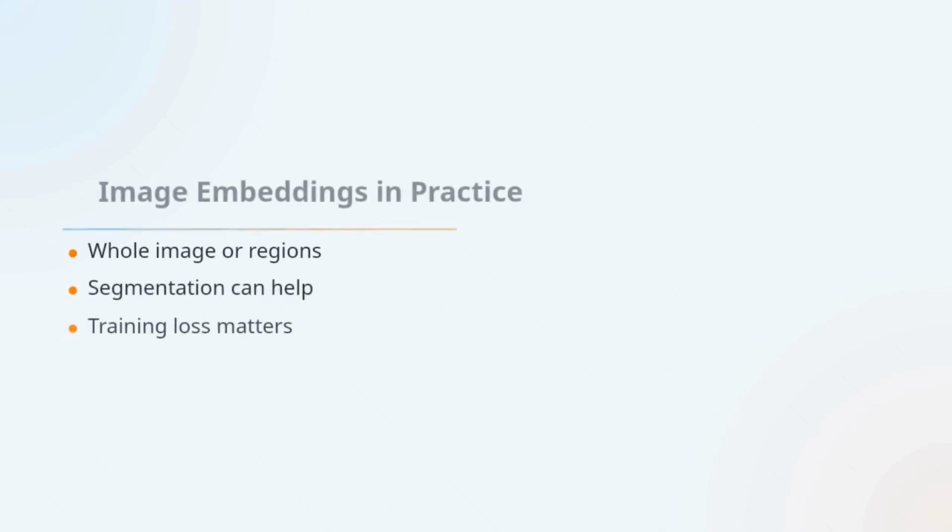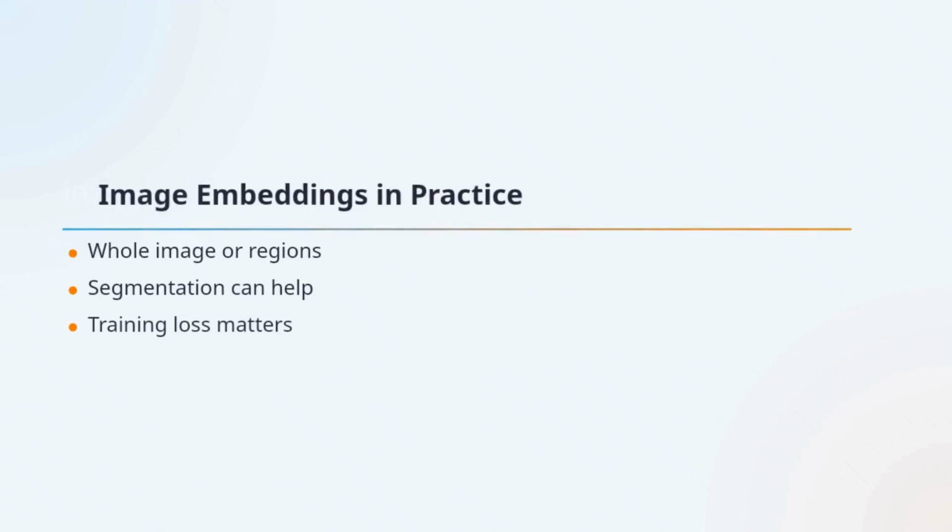Image retrieval is not just about encoding the full image. Sometimes we first detect or segment parts of the image, like shirts or pants in a fashion photo, and then encode those regions. Also, the training loss matters. Contrastive loss and triplet loss usually help bring similar items closer, while classification losses often group items by class labels.